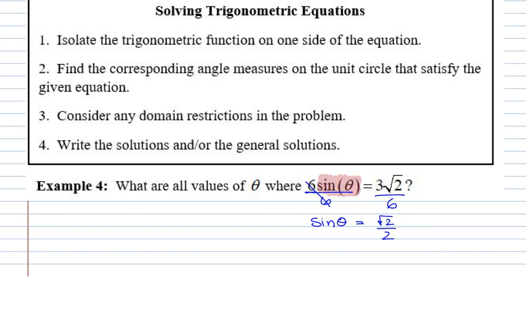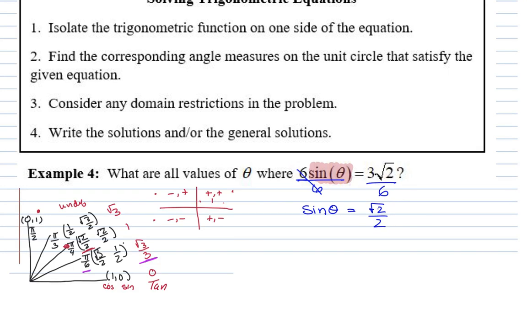If you look at your unit circle, okay, so if we look at our unit circle that we just did, we know that sine of theta equals square root of 2 over 2 at pi over 4 right here. So that means we have pi over 4 is one answer. But we also know that it's going to be positive. So it's positive here.